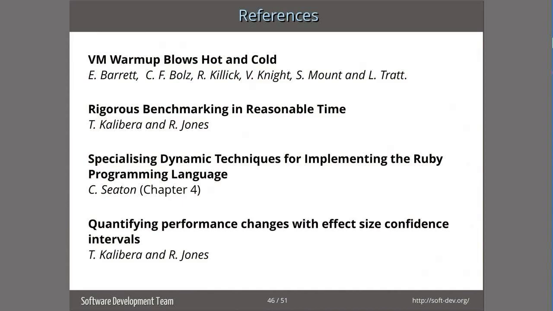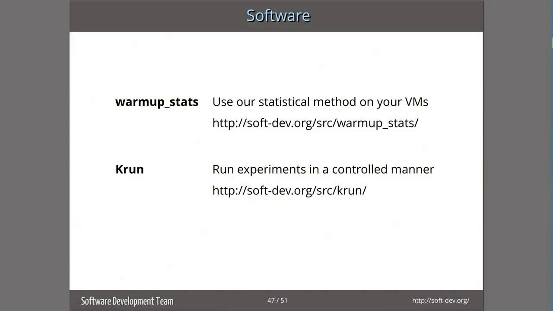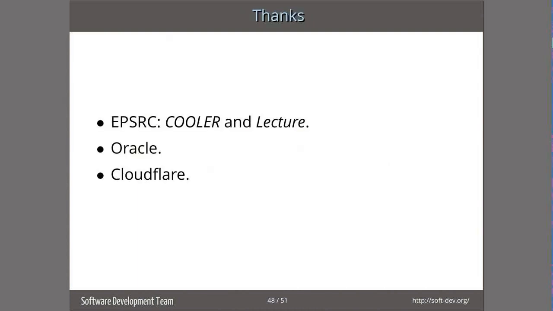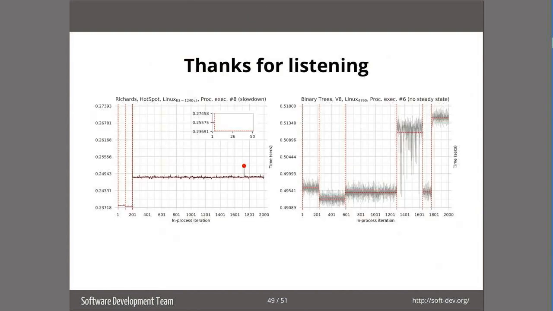All of the stuff I've shown you, the warm-up statistics, they're all open source. You can run them on your own VM, on your own data. You can produce plots and tables just like ours. You can download them, including Crumb. We're lucky the UK government and Oracle and Cloudflare paid for this, because otherwise we would never have got this far. And with that, thank you very much for listening.